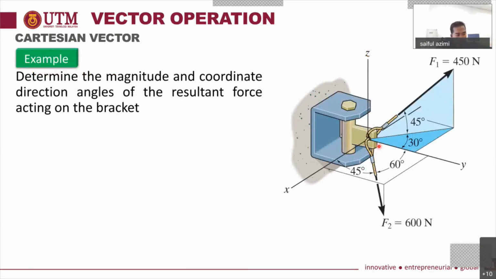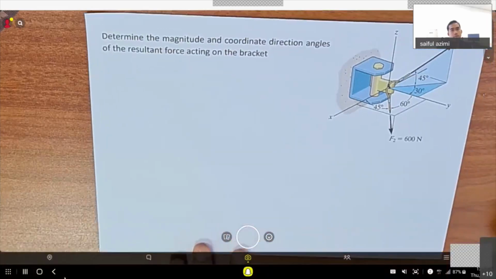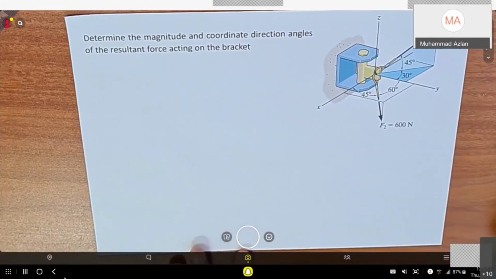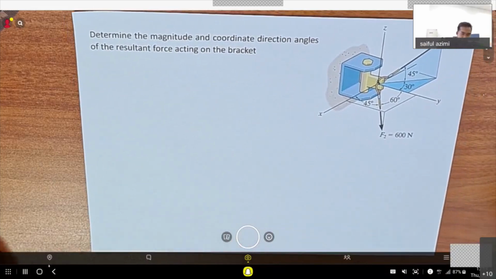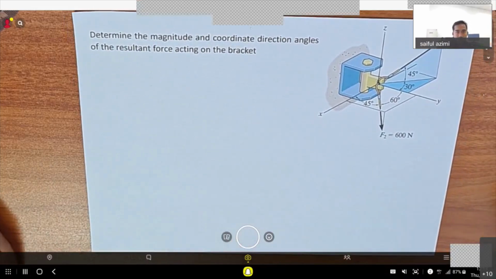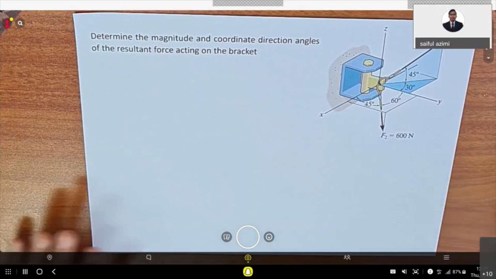Before that, do you have any questions on 3D Cartesian vector? I think if we go through the example, it will be clearer. Okay, so this is the example. Let me stop the video.